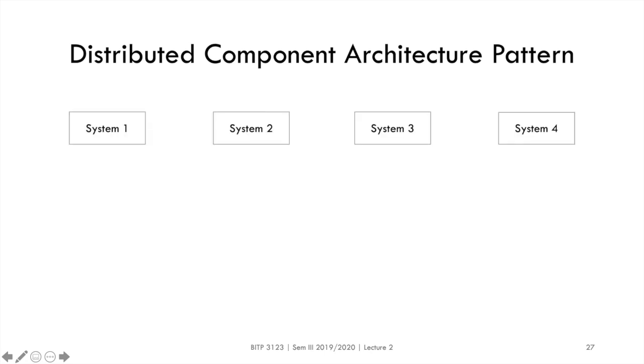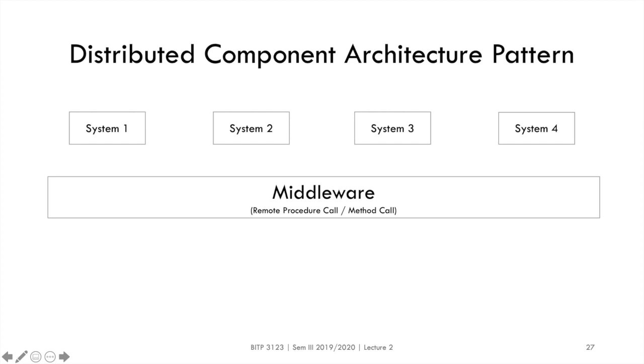Here we have distributed component architecture pattern. What does it mean by component? Let's say we have several systems that were developed using different technologies. And these systems need to interact with each other. It could be exchange information or triggering some processes. For that to happen, we use middleware.